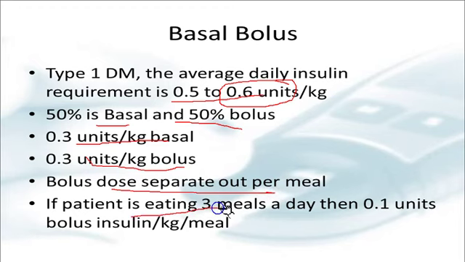As a result of that, if the person is having 3 meals per day, it will be 0.1 units of insulin per kilogram per meal. Alternatively, if they're having 2 meals per day, it will be 0.15 bolus units of insulin per kilogram per meal.